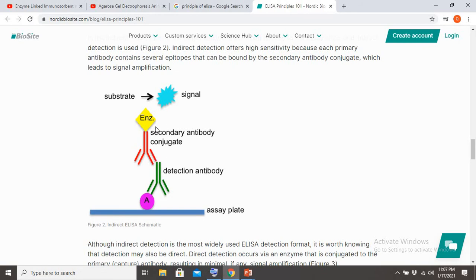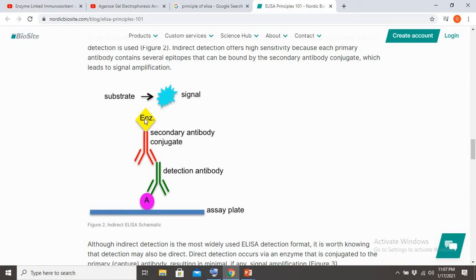After that we add another antibody, the secondary antibody, and this antibody is conjugated or linked with an enzyme. What does this antibody do? It will go into this plate and specifically bind with the antibody that previously bound with the protein. After that we will add a substrate.